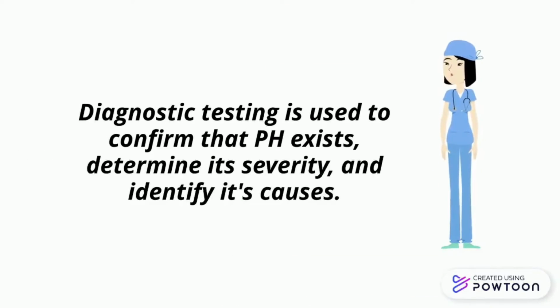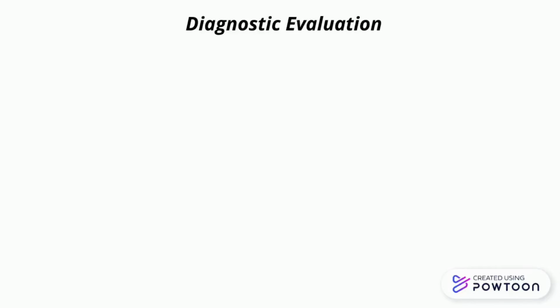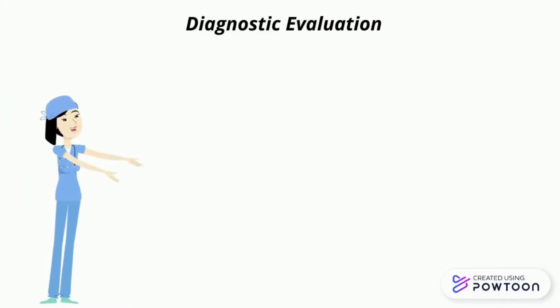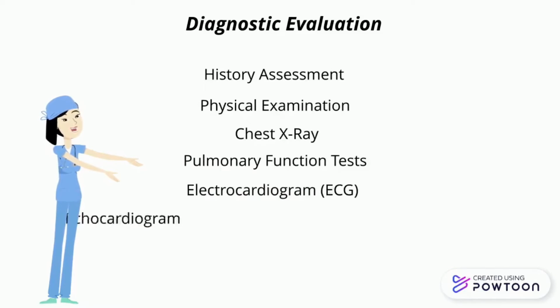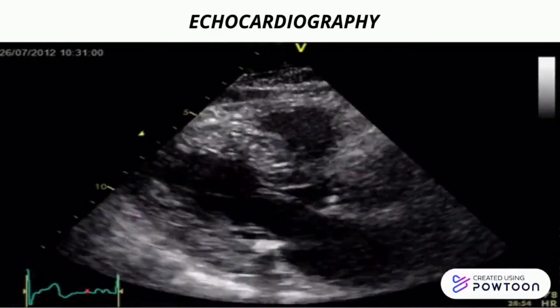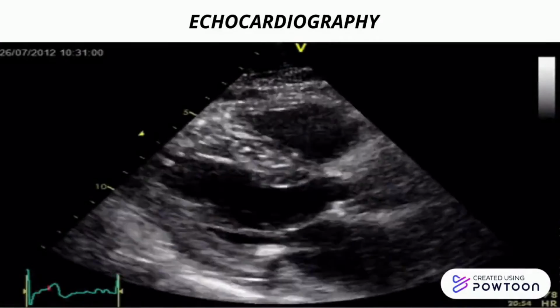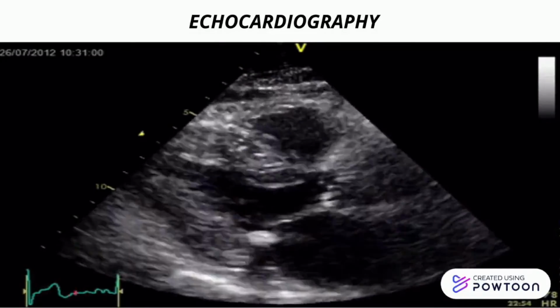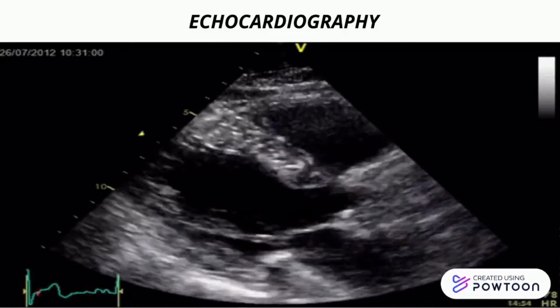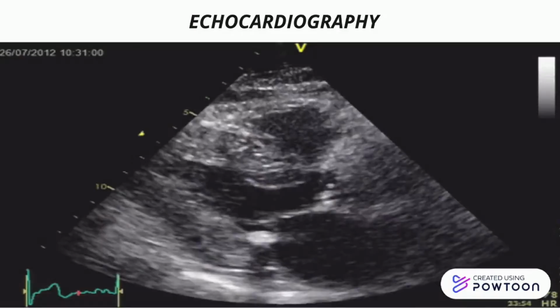Diagnostic testing is used to confirm that pulmonary hypertension exists, determine its severity, and identify its causes. Initial diagnostic evaluation includes a history assessment, physical examination, chest x-ray, pulmonary function test using a spirometer, electrocardiogram, and echocardiogram. Echocardiography can be used to estimate the pulmonary artery systolic pressure and to assess right ventricular size, thickness, and function. It can also evaluate the right atrial size, left ventricular systolic and diastolic function, as well as valve function.